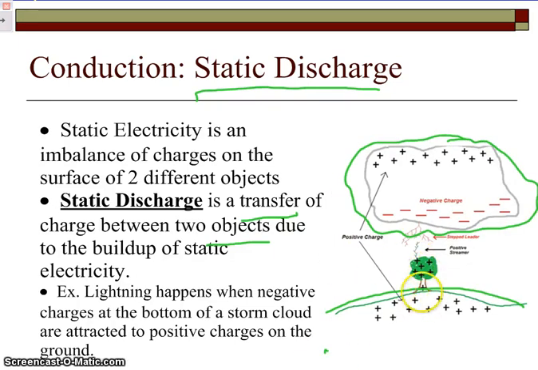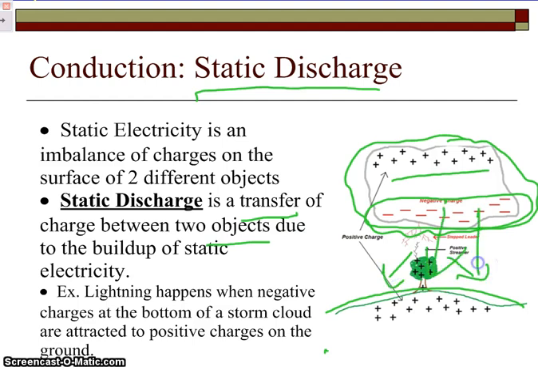If the Earth is positively charged, that means that the clouds above the Earth, they're not actually touching, right? But what the Earth does is it induces this charge here. So we see this buildup of negative charges here, and then of course the buildup of positives at the top. Well, if the clouds come too close and the positive charges are enough, all of a sudden we see this giant jump of charges, and you actually can visibly see that in the form of lightning. So lightning happens when negative charges at the bottom of a storm cloud are attracted to positive charges on the ground.